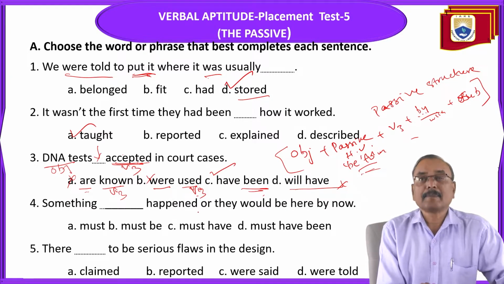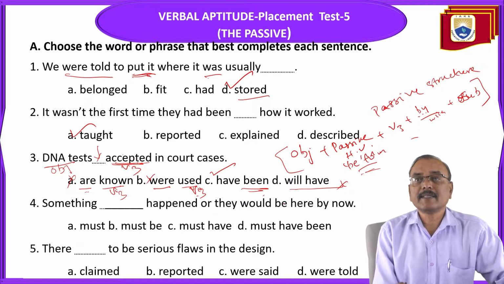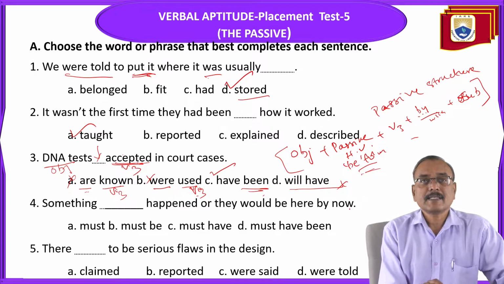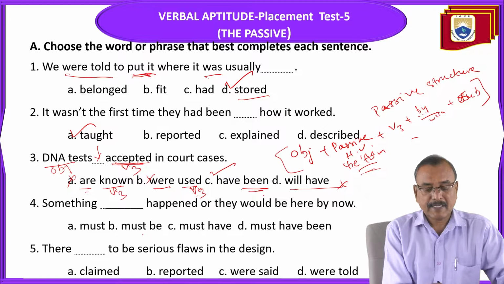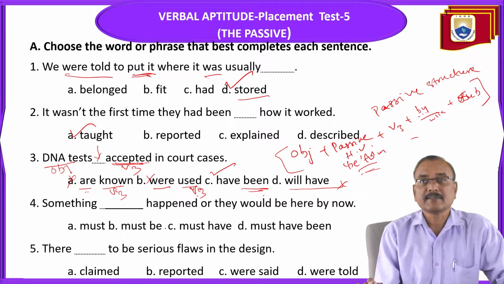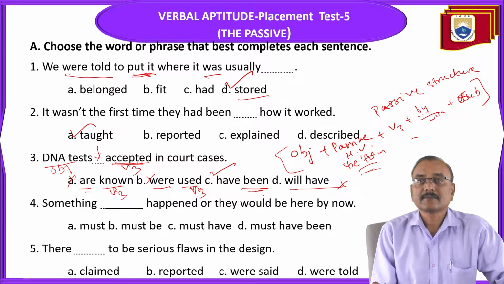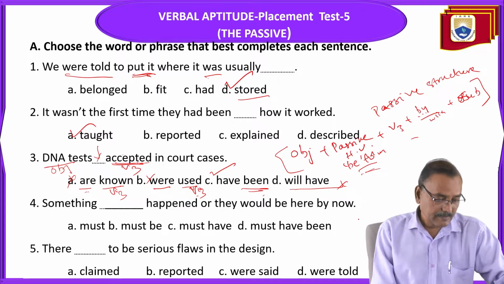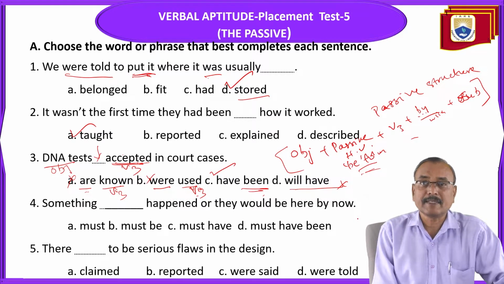Something dash here happened, or they would be here by now. Something here must happen. "Must be happened" is wrong here. That is future. So "must have happened", that is not passive. So "must have been happened" is wrong. Something must have happened.